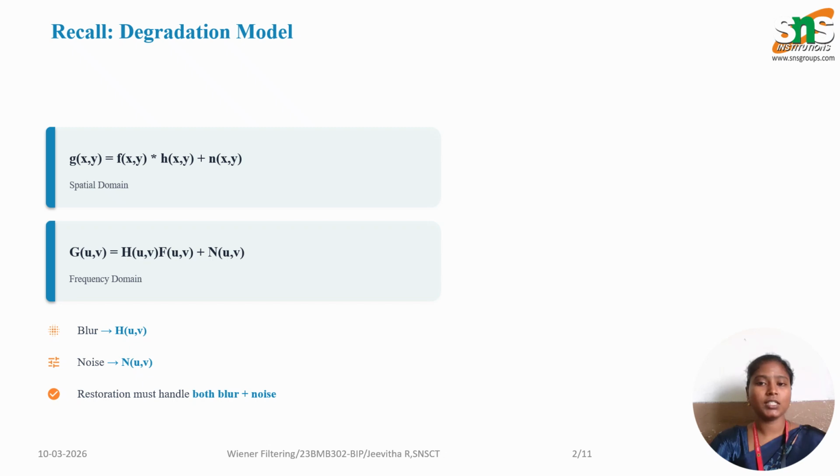In real-world imaging systems, the captured image is not perfect. It is affected by blur and noise. Mathematically, we represent this as the original image passed through a system that introduces a blur, and then noise is added. In the spatial domain, this is represented using convolution. In the frequency domain, it becomes multiplication. Here, H of UV represents the blur and N of UV represents the noise. So the observed image is always a combination of both. The important point is that restoration must deal with both blur and noise simultaneously, not just one of them.